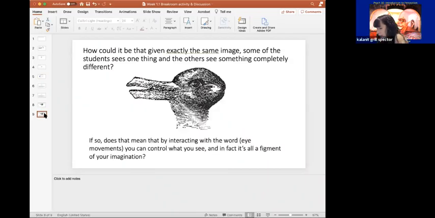Which makes me ask the last question: if you could change your percept just by where you're looking, does that mean that just by interacting with the world, just making eye movements, you can control what you see? And in fact, all that you see is a figment of your imagination.